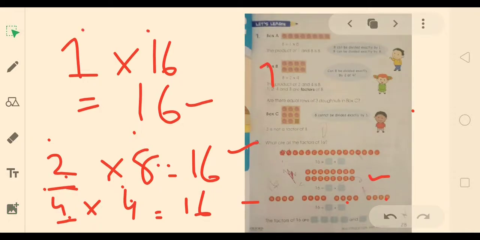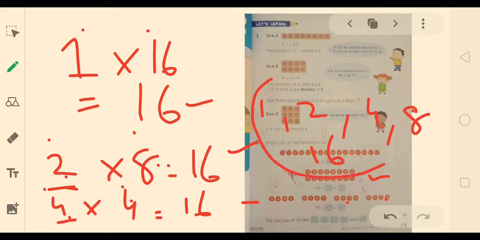Sorry, wait a minute. 16 comes in the table of 1, 2, 4, 8 and 16. So these all are the factors of 16.